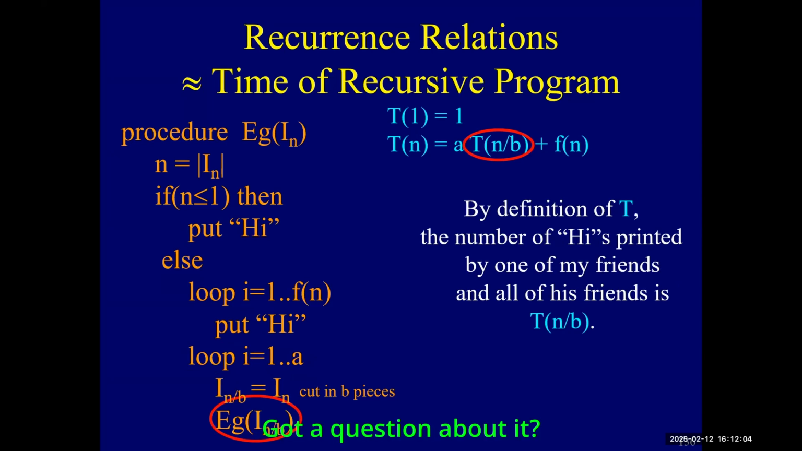Got a question about it? Do you see here? Basically, n is the size of my input. T of n is how much work everybody together is going to do on an input of size n, right? Then I have a friends. So the total work is what? It is a times the work each of my friends does, plus the work I personally do, right?